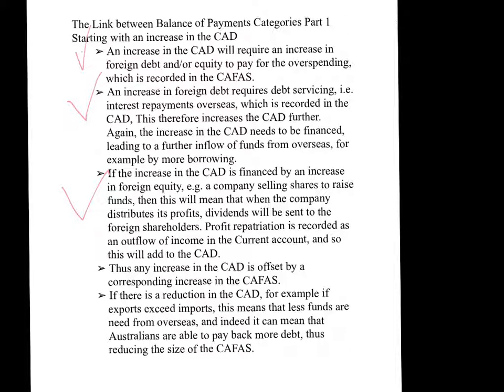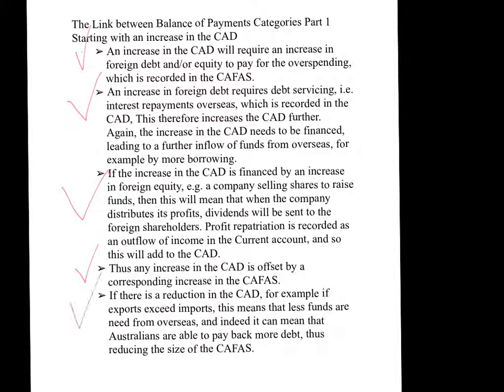If the increase in the CAD is financed by an increase in foreign equity, for example, a company selling shares to raise funds, then this will still mean that income flows back overseas, because when the company distributes its profits, dividends will be sent to the foreign shareholders. This is known as profit repatriation and is recorded as an outflow of income in the current account, and so will add to the CAD. Thus, any increase in the CAD is offset by a corresponding increase in the CAFIS.